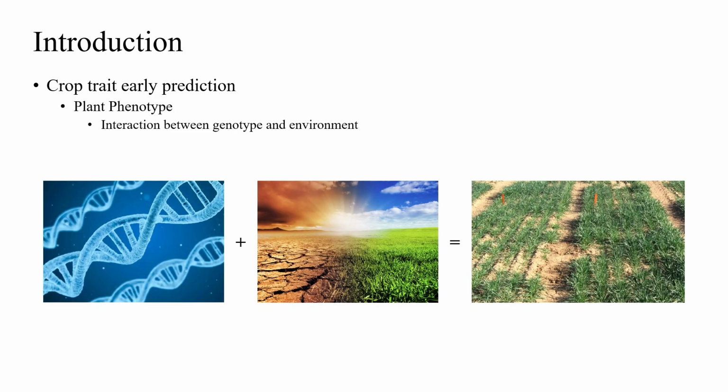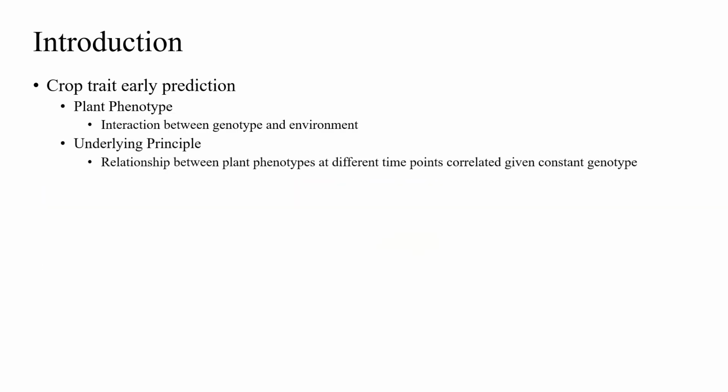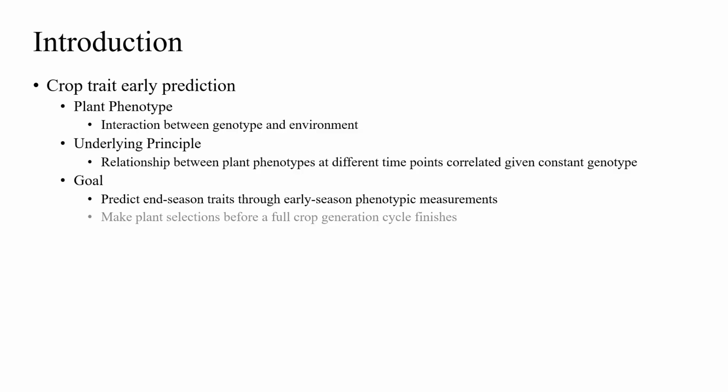Plant phenotype results from the interaction between plant genotype and environment, and reflects plant performance under a certain environment. Since the genotype of a plant does not change throughout the course of plant growth, relationships might exist between plant phenotypes at different time points. If plant end-season traits such as yield can be predicted using plant early-season phenotypic measurements, breeders then do not have to wait for a full crop generation cycle to finish before making plant selections, and field breeding speed can therefore be improved.